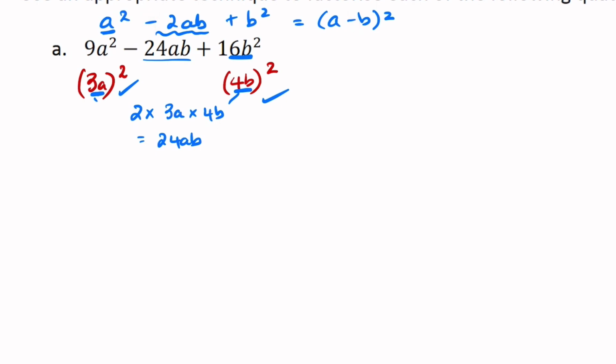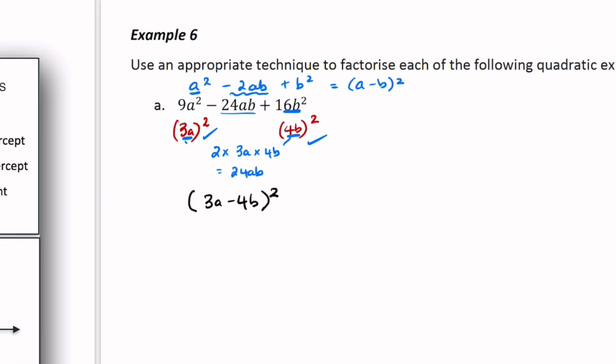All right, so now that we know that, and again, this is kind of confusing, my a term is 3a squared and my b term is 4b. So I can substitute that straight into the formula. I'll get 3a minus 4b squared. So this question is just purely recognition, and it takes a little bit of practice to get there. All right, that's part A.